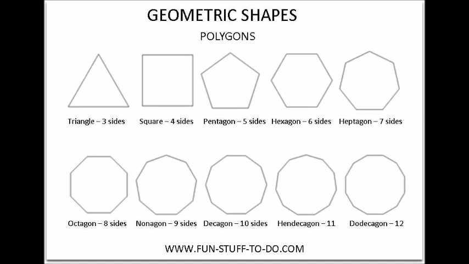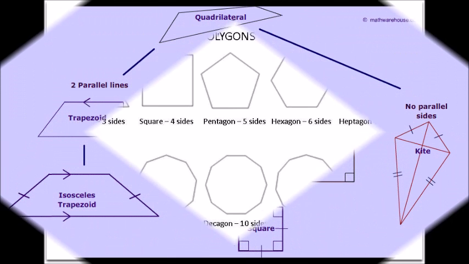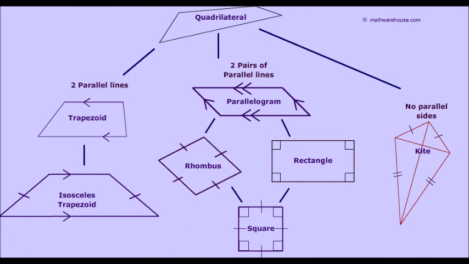This is a list of the types of two-dimensional shapes. So there are triangles, squares, pentagons, hexagons, heptagons, etc. But here it should be quadrilaterals, but it doesn't list them that way here. So this is a list of the different kinds of quadrilaterals.